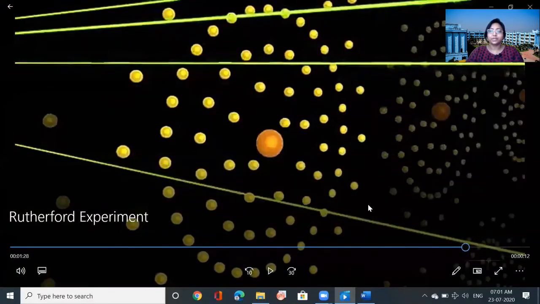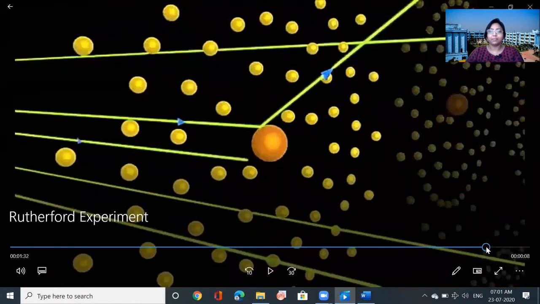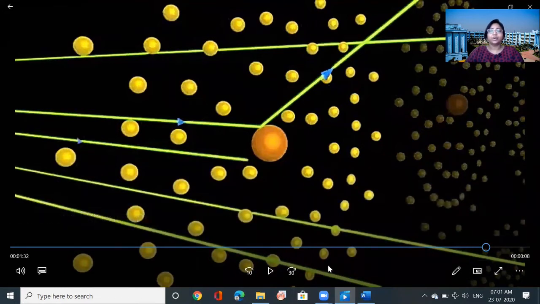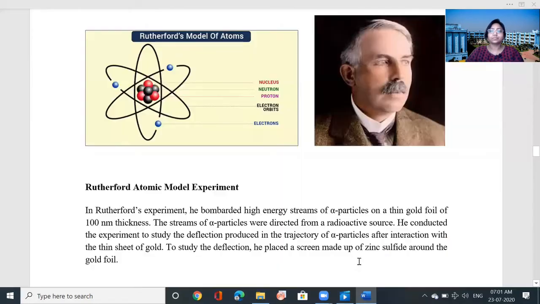Okay, so here if there were nothing, all the particles should pass through. But it did not happen. What happened? As there is the nucleus, a few of the particles were reflected back. So from this experiment, Rutherford drew a conclusion. What was the conclusion? Okay, let's see.